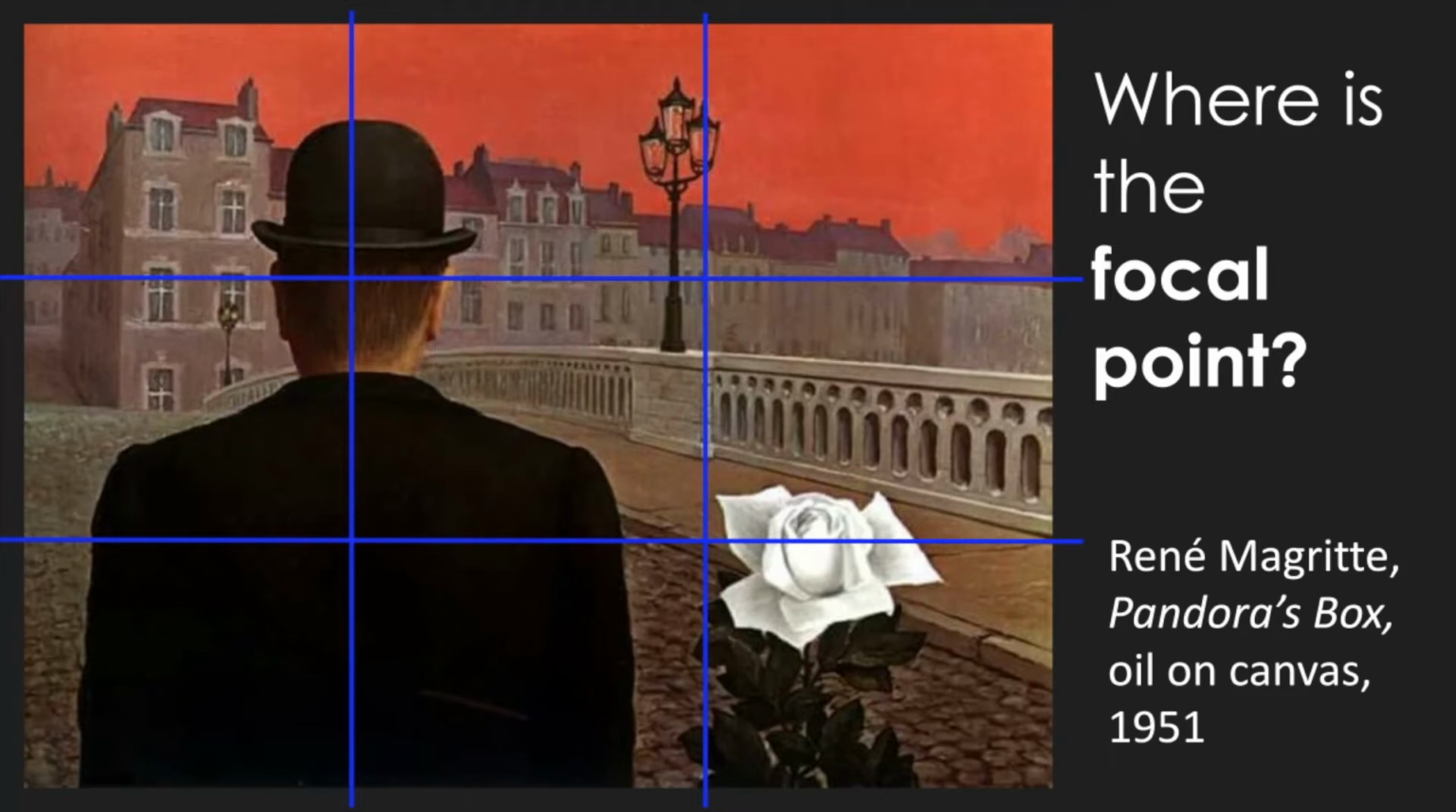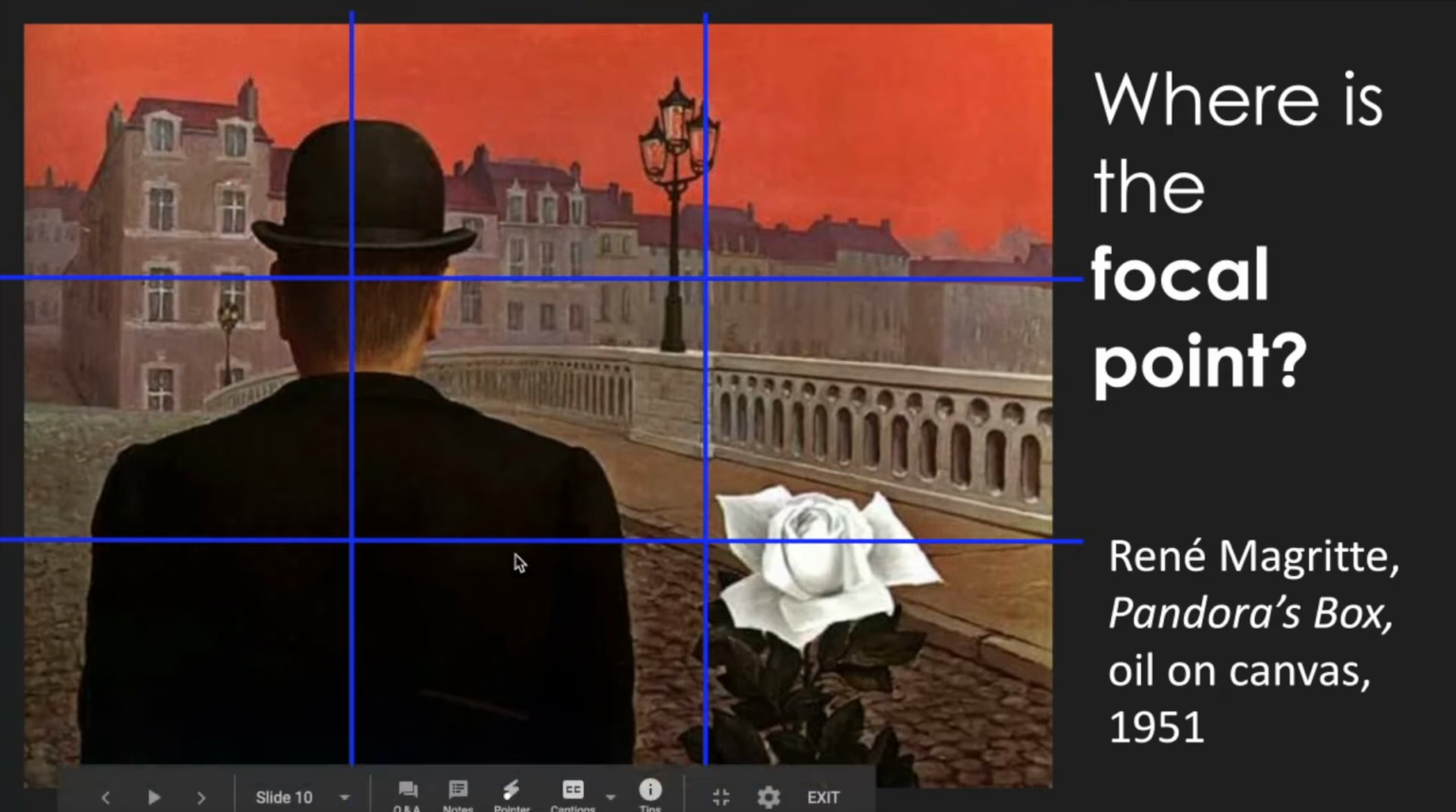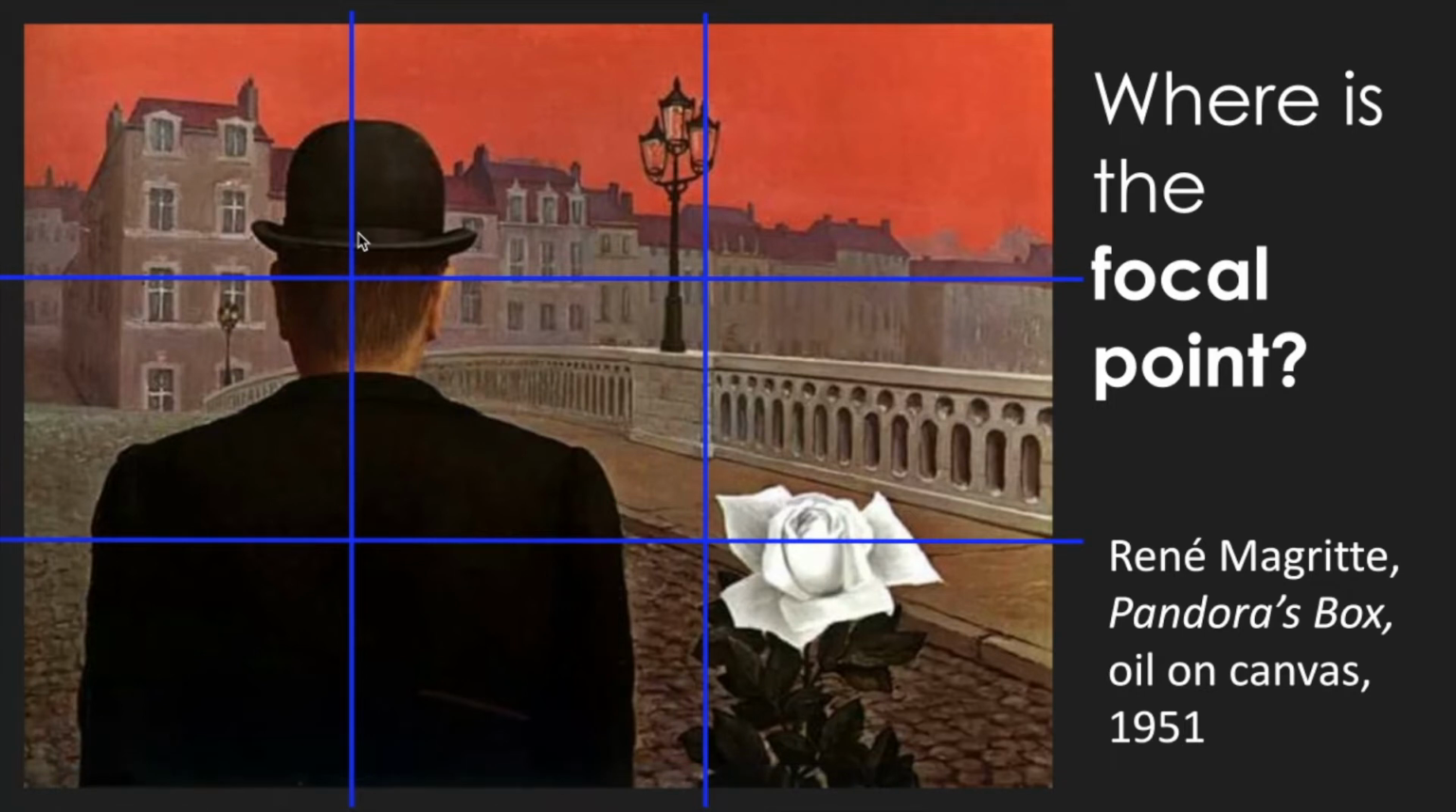Generally, we notice the things that stand out to us, and they stand out because of contrast, because of connection with the subject matter, and some very specific things that artists can use to make it really clear. So that is this painting.